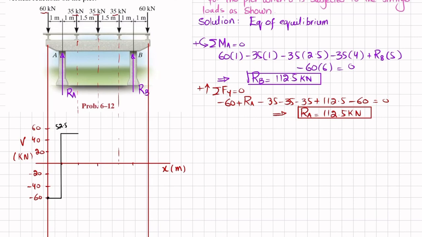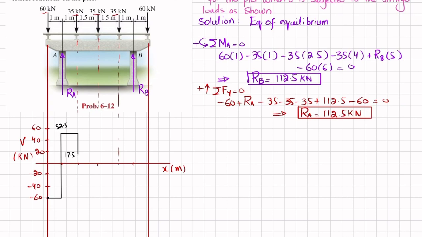Now here you can see you have minus 35 downwards. So 52.5 minus 35 will bring it to 17.5. Sorry, it will be 17.5. Clear? So this shear force will change to 17.5. Let 17.5 be this point. So it will change to this.